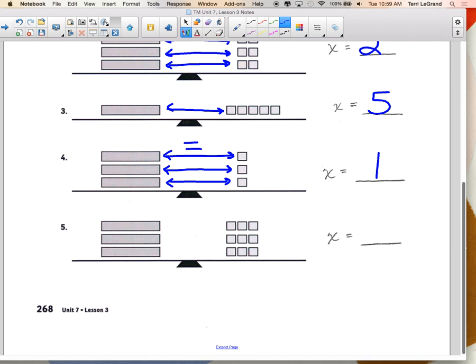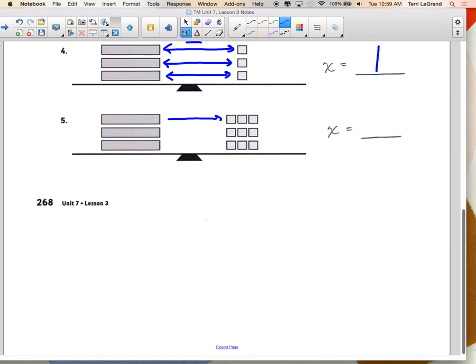And what about our last one? What does X equal, class? 3. And this is how we're going to support it. Don't just give me an answer. Use substitution. That's what we're doing right here. We're saying 1 X tile can be substituted with 3 unit tiles, and nothing got left out.